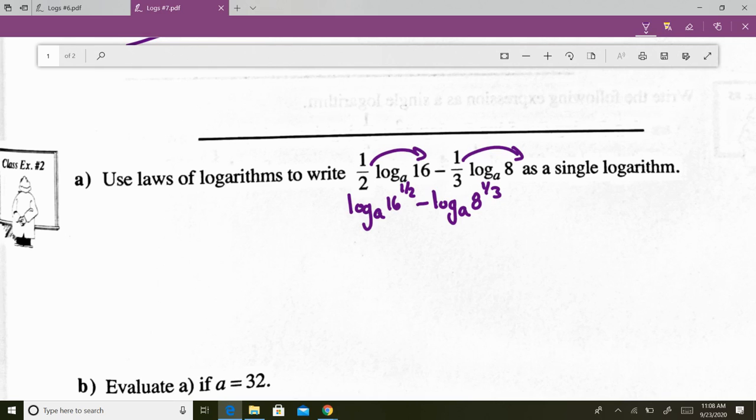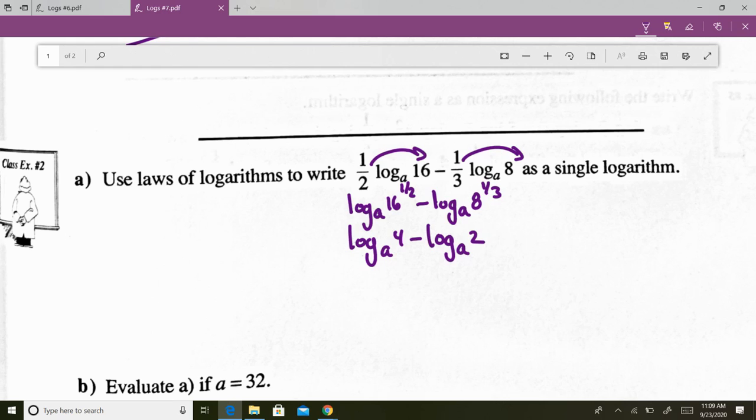And then, in your mind, what clicks? As soon as you see the power of a fraction, you're talking about some sort of radical, some sort of root. If it's power of 1/2, you're talking about a square root. What's the square root of 16? 4. So this simplifies to log a of 4 minus, if your exponent is 1/3, you're talking about a cube root. What's the cube root of 8? 2. Log a of 2.